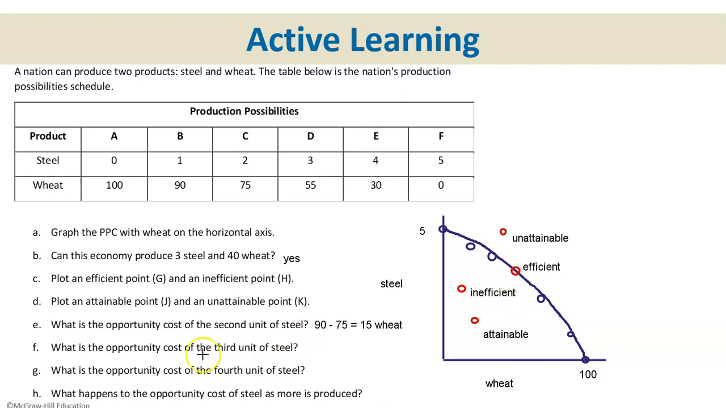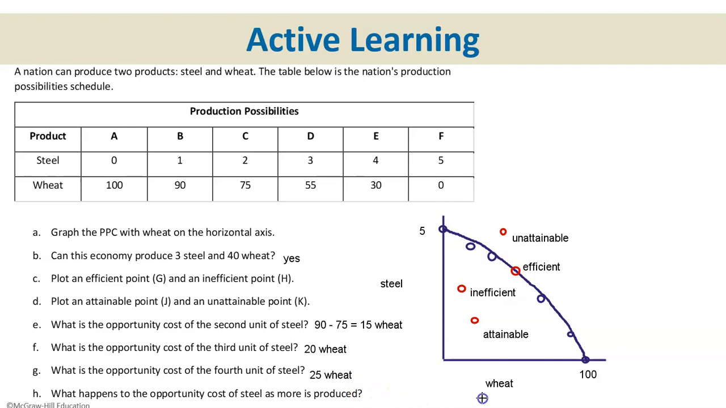We can do the same thing to find the opportunity cost of the third unit of steel. So if we want this unit of steel, it means we're coming from point C and moving to D to get our third unit of steel. When we do that, we move from having 75 wheat to 55 wheat. So we've given up 20 wheat in this case. And for the fourth unit of steel, we're moving from D to E, where we move from 55 wheat to 30 wheat. So again, subtract 55 minus 30, and this time we've lost out on 25 wheat.